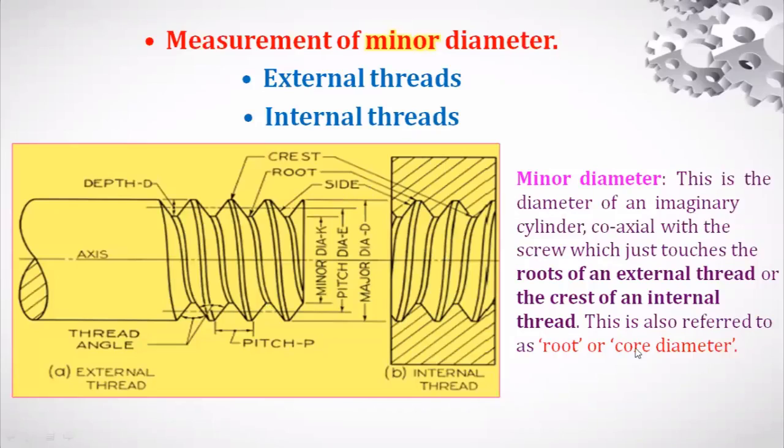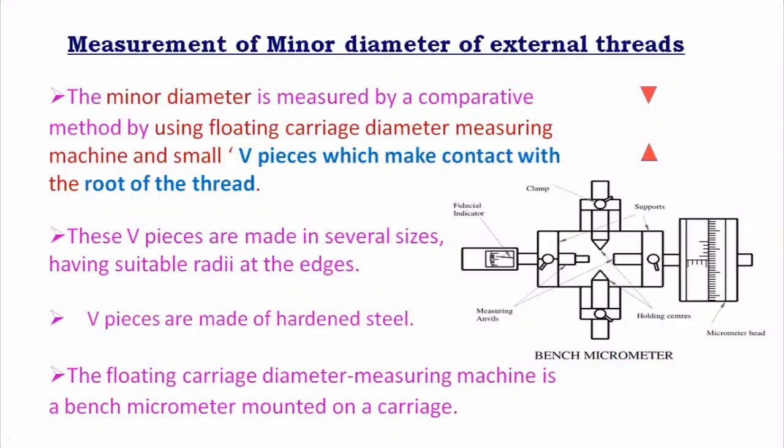It's also called hole diameter. So these things we discussed in the last class itself, right? And see here, all of you can see the screen, right? Here, if you see the V prisms, if they are using these V prisms, then it is an indication that they are actually measuring the minor diameter of the external threads.